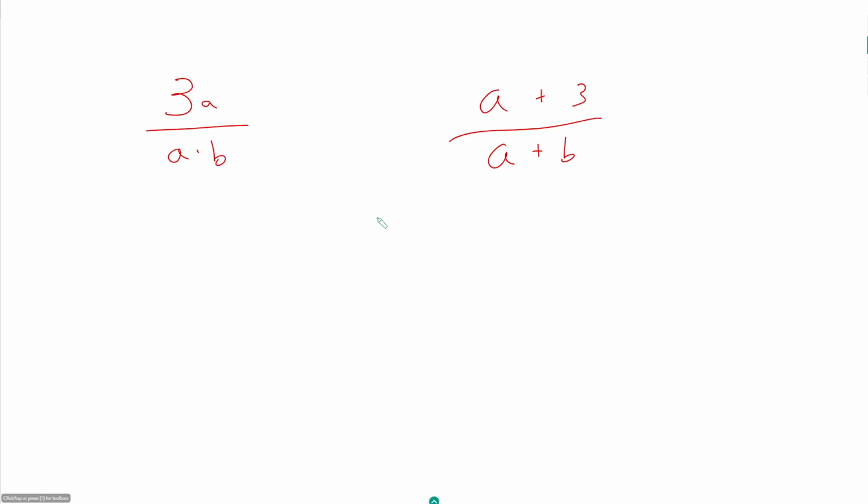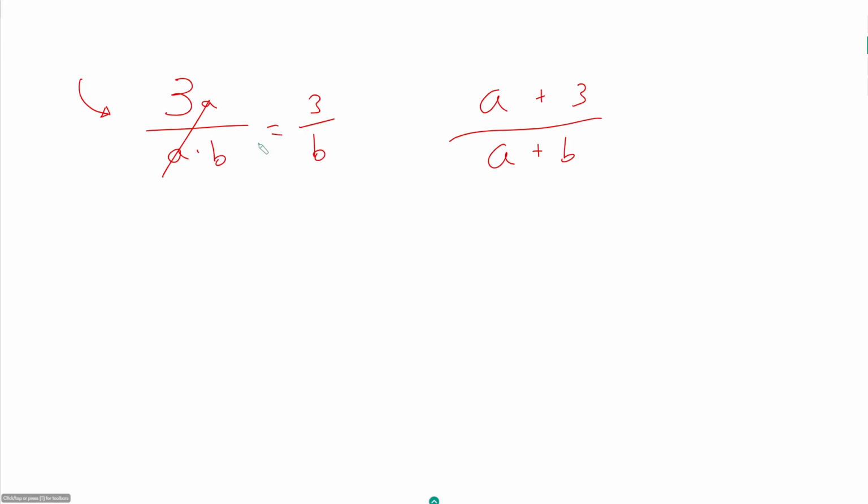Before doing this next problem on simplifying expressions involving quadratic equations or quadratic expressions, let's do a quick review, and this really should be review, on simplifying expressions, or in this case, fractions in general. So if I have this fraction here on the left, 3a all over a times b, I can just cancel out this a here, which means this should be equal to 3 over b.